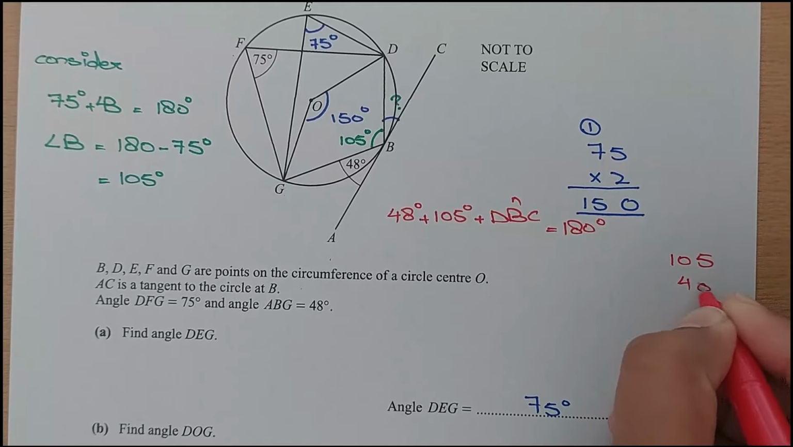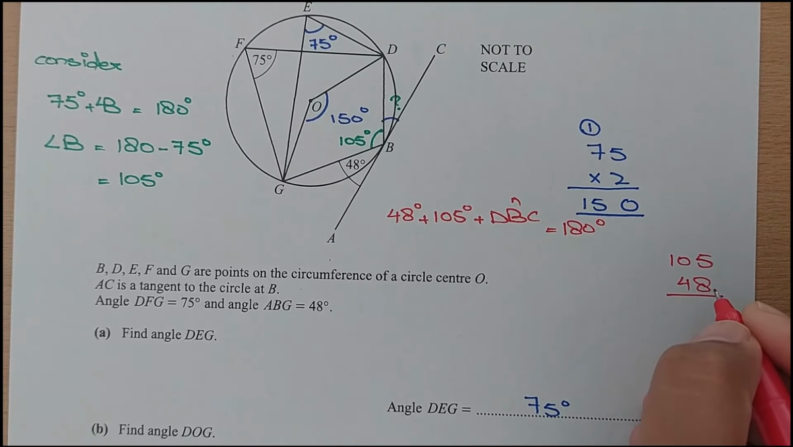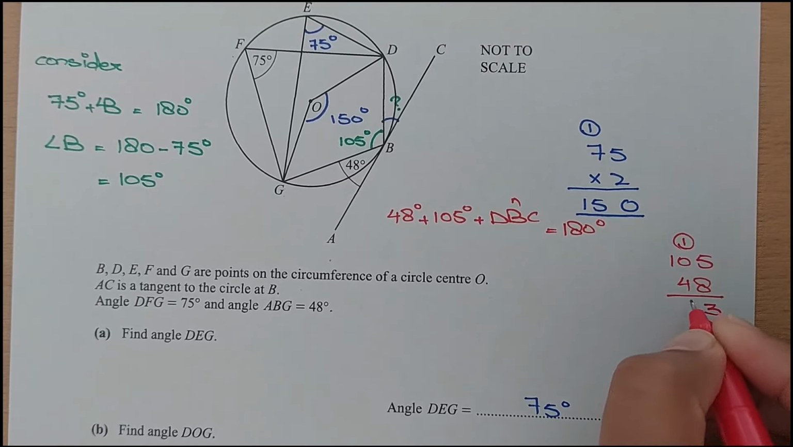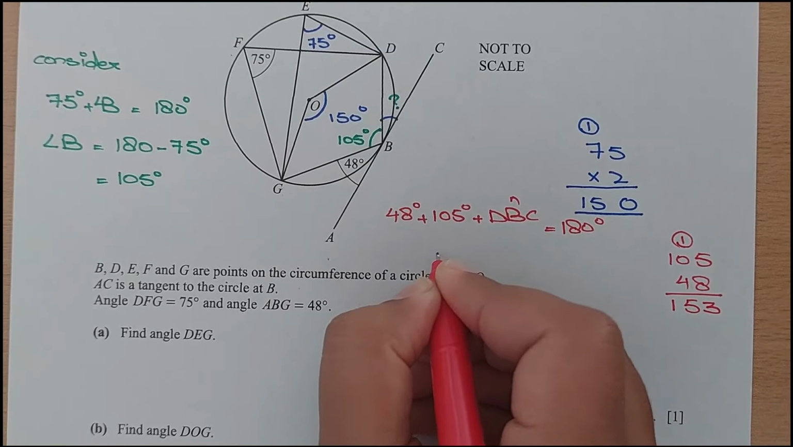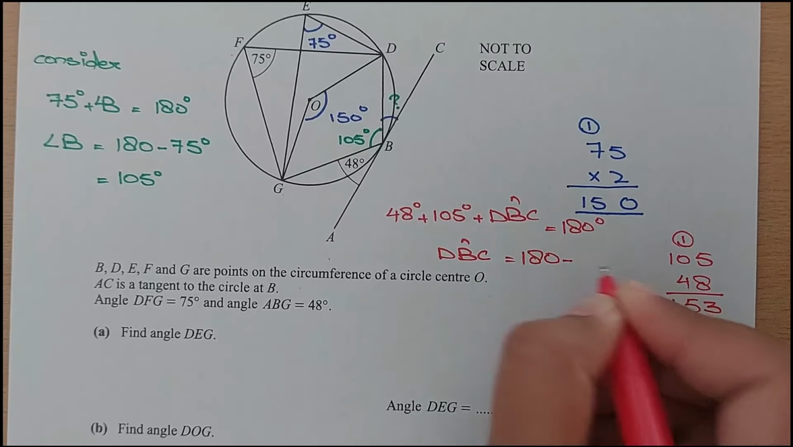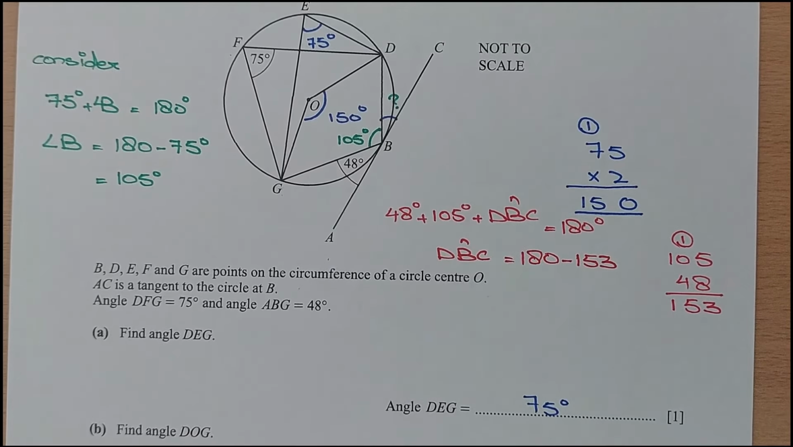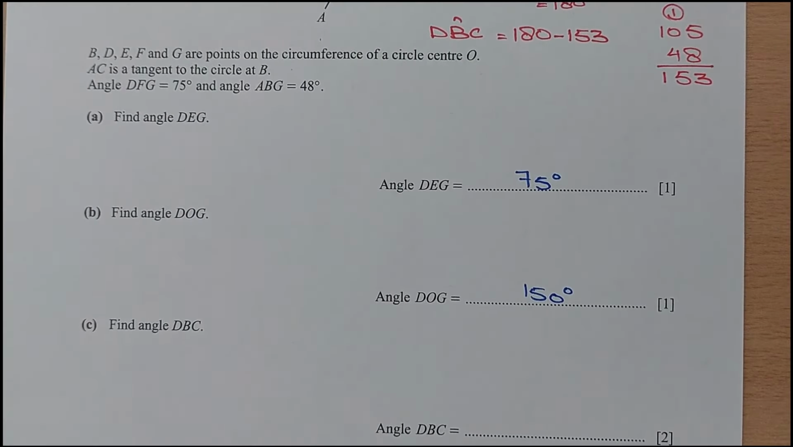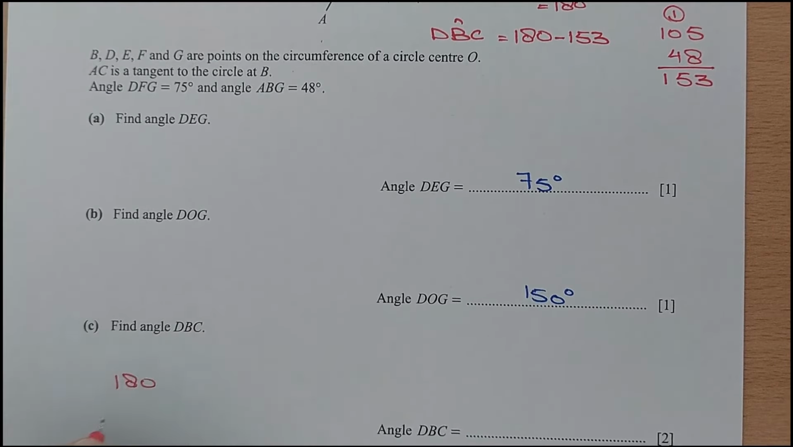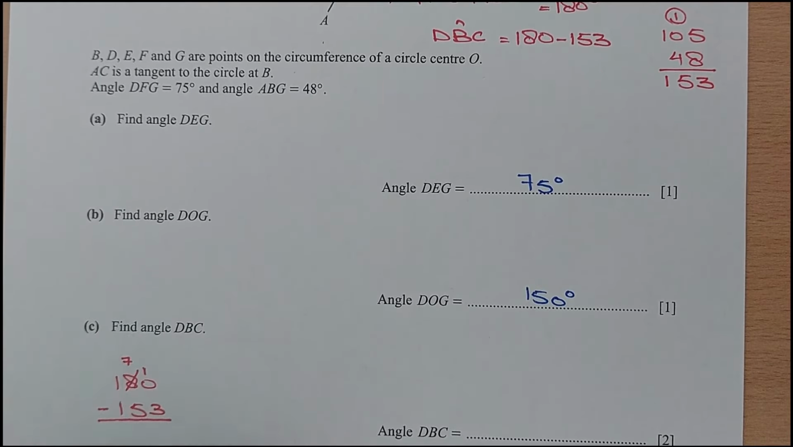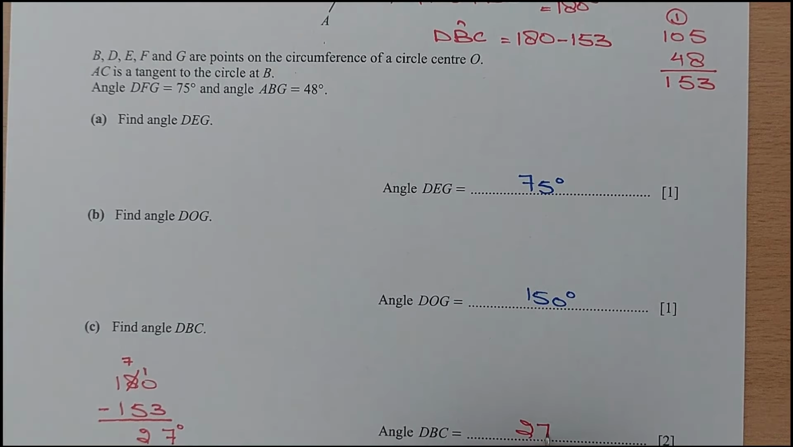105 and 48. So we have 8 plus 5, that is equal to 13, write 3 and carry 1. 4 plus 1 is 5, and 1. So we have DBC is 180 subtract 153. Right. So let's do 180 minus 153. 10 minus 3 is 7, and 7 minus 5 is 2, and then 0. So that is 27 degrees.